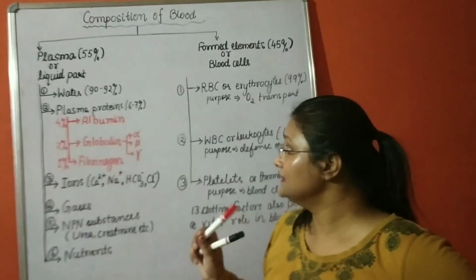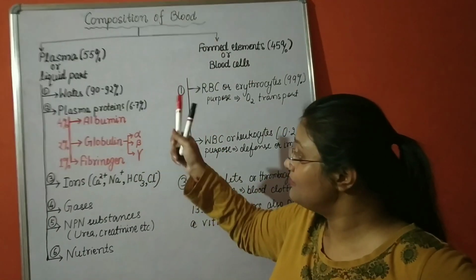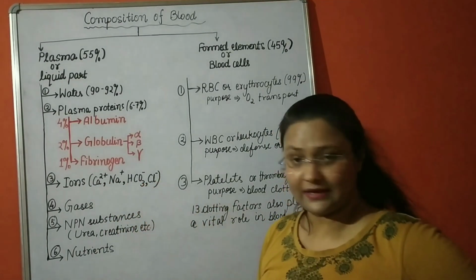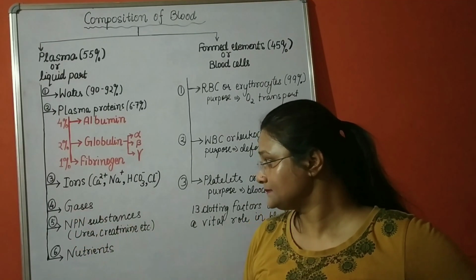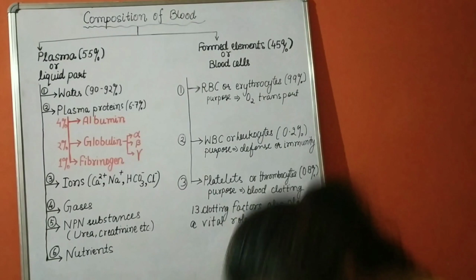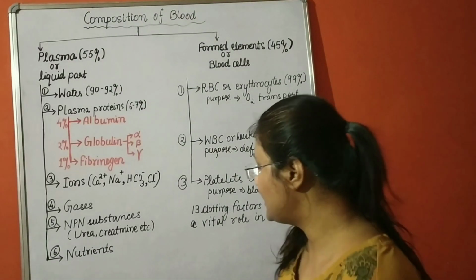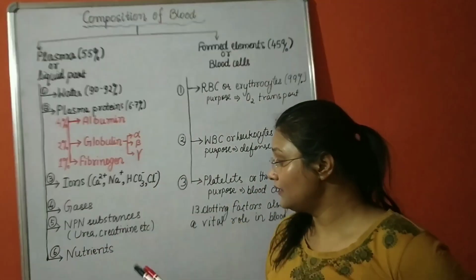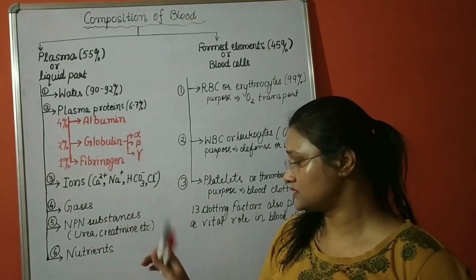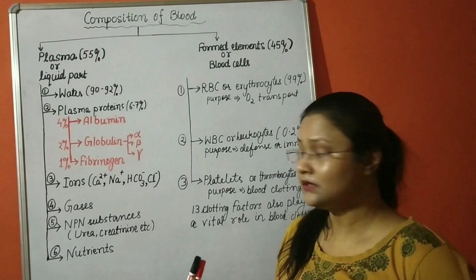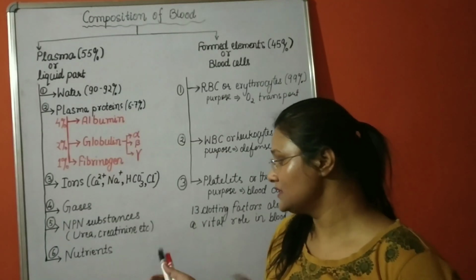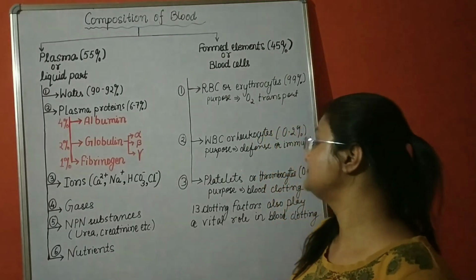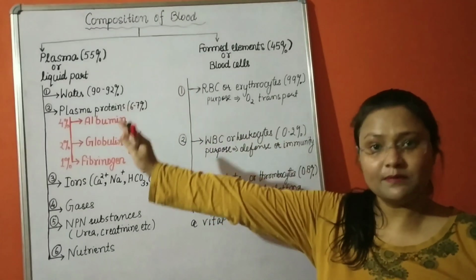Right? And the 3rd component of plasma part of blood are ions like calcium, sodium, bicarbonate ions, chloride ions. 4th part is gases like oxygen, carbon dioxide, nitrogen, etc. 5th component of plasma part of blood is NPN substances, non-protein nitrogenous substances, which include urea, creatinine, etc. And 6th part is nutrients. Now that was about liquid part of blood.